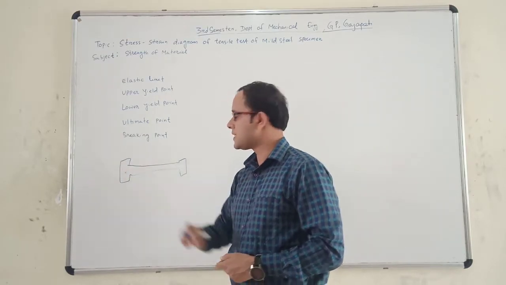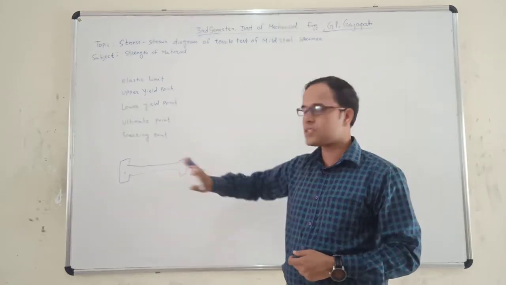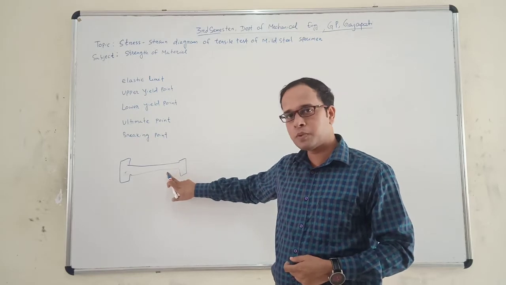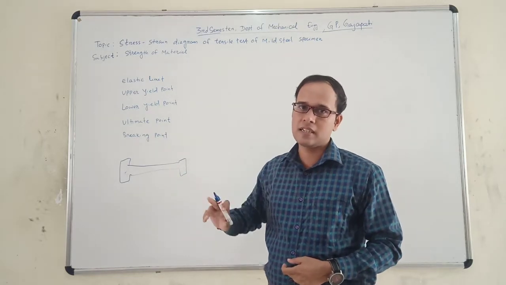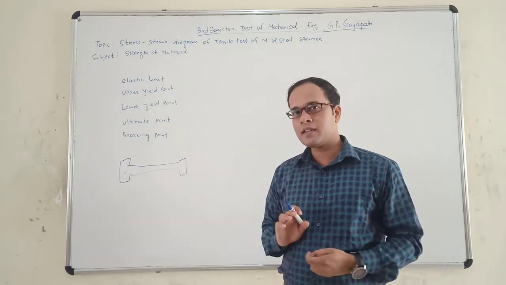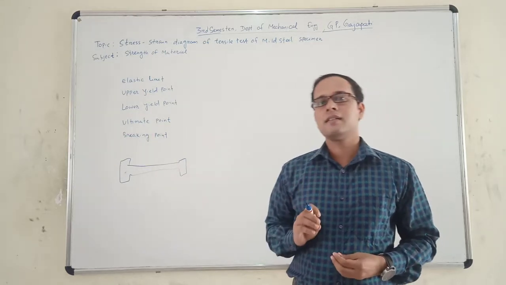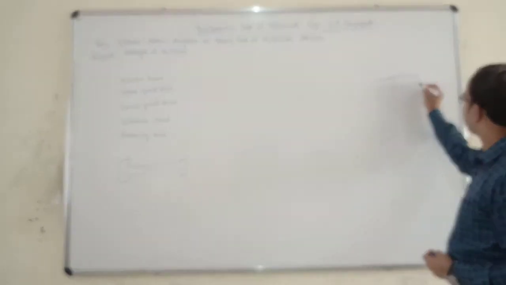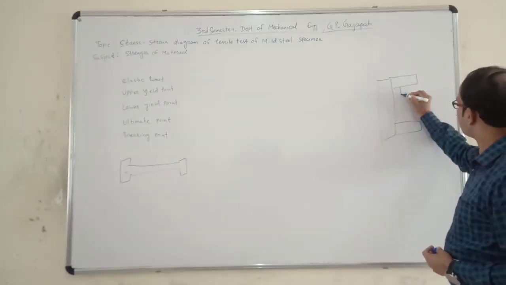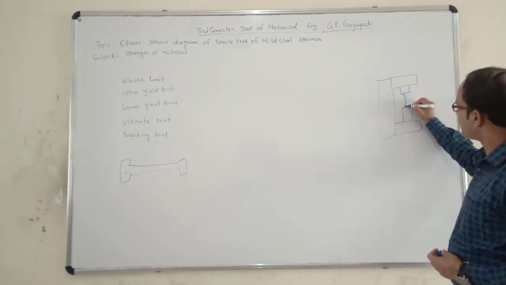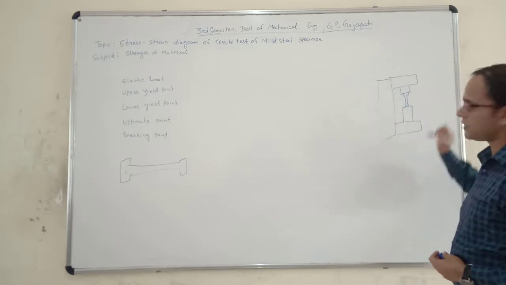Suppose we are having a tensile test specimen. Let this be the specimen. Now we will put this specimen in a machine. Let that be a UTM, universal testing machine, and we will conduct the tensile test with that machine. This machine is having an upper jaw and a lower jaw, and we will put the tensile test specimen here.